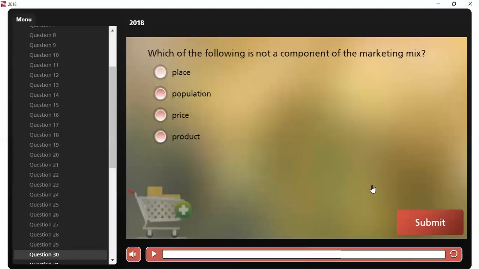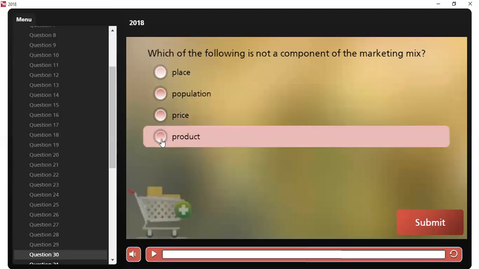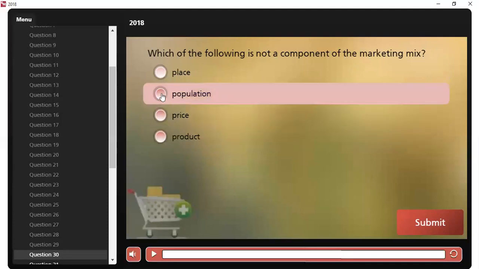Question 30. Which of the following is not a component of the marketing mix? Place is a component, price is a component, product is a component, population is not a component of the marketing mix.